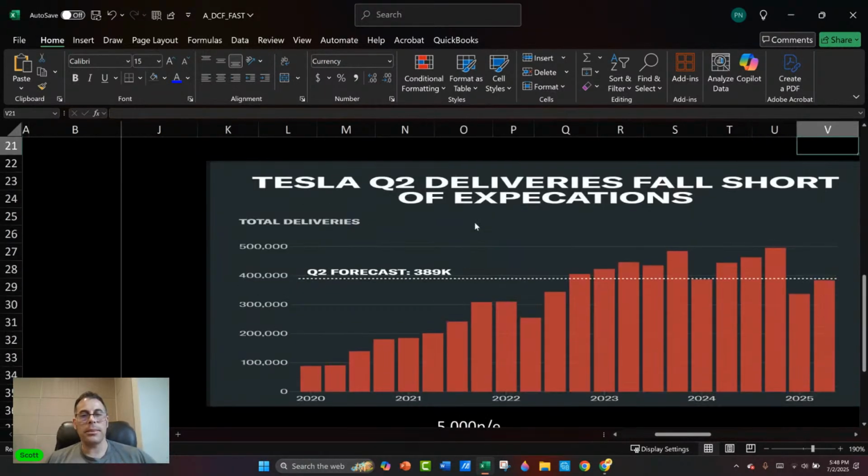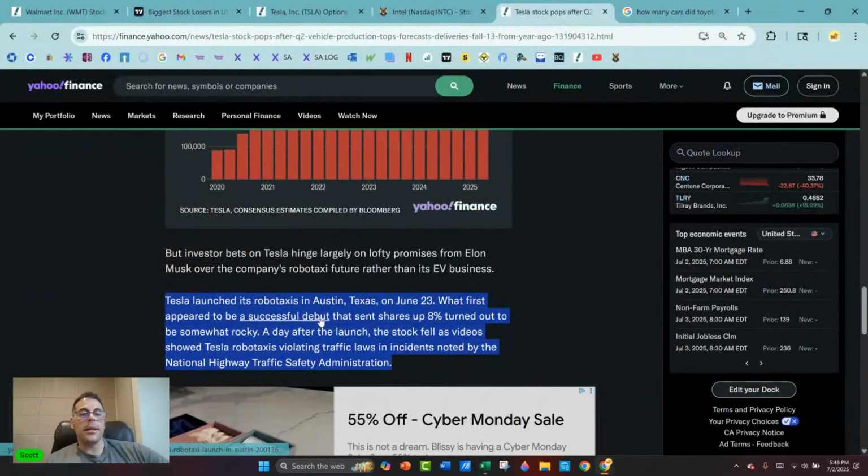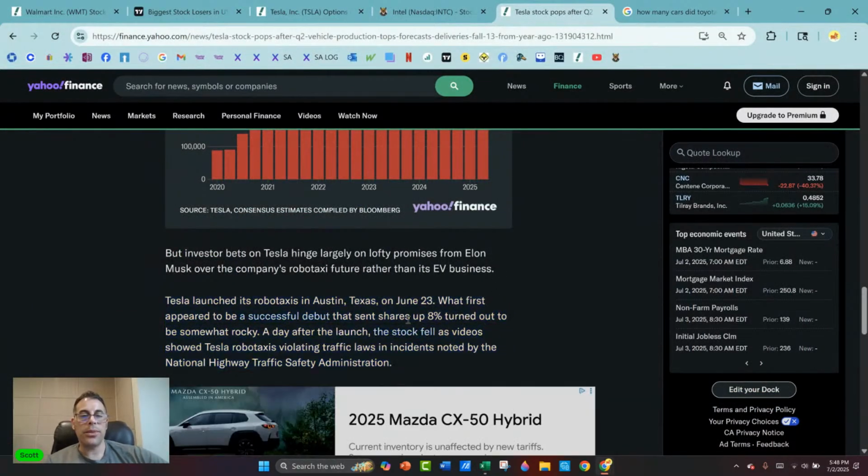So let's go back to the article. Tesla launches robotaxi in Austin on June 23rd. What first appeared to be a successful debut that sent shares up 8% turned out to be somewhat rocky. A day after the launch, the stock fell, as videos showed Tesla robotaxis violating traffic laws and incidents noted by the net. I didn't know about that.